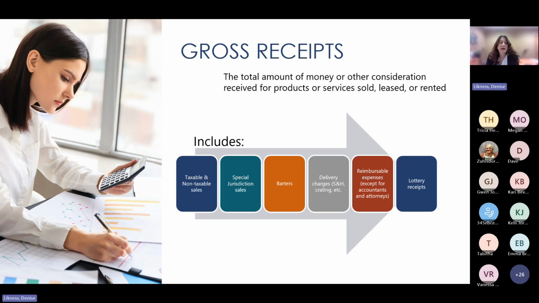Gross receipts: the total amount of money or other considerations received for products or services sold or leased or rented. For those of you that have a license, gross receipts is that first line on your sales tax return. And it includes the following: tangible or taxable and non-taxable sales, special jurisdiction sales, which are actually city sales and reservation sales, barters, delivery charges, shipping and handling, reimbursable expenses, and lottery receipts.